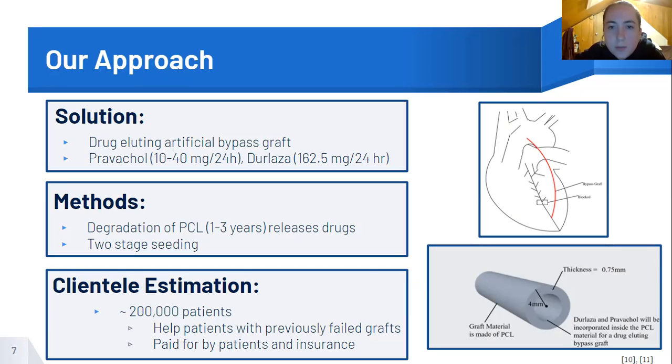To ensure that the cells properly coat the interior of the device, it can be subject to preconditioning, which is when the device is exposed to an in vitro pulsatile flow and pressure, and it has been shown to promote cell proliferation and tissue formation. If upon testing the cells don't properly adhere to the device, we could explore the use of attachment factors such as collagen or fibronectin. Our clientele estimation is roughly 200,000 patients per year.